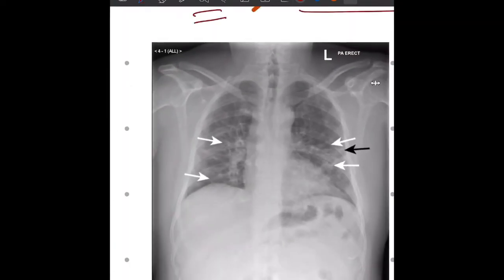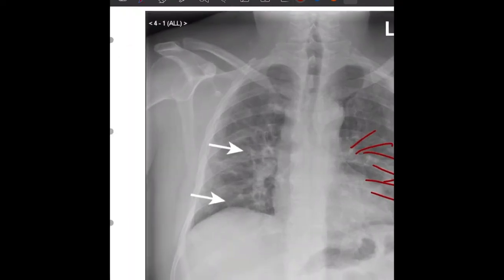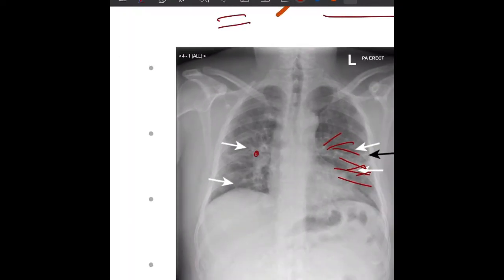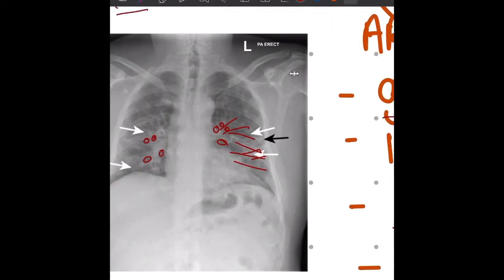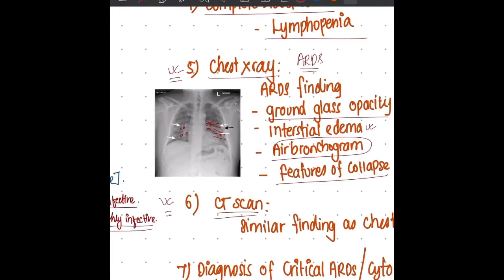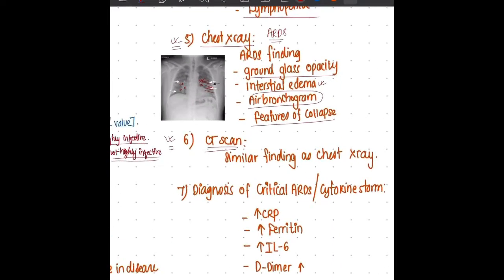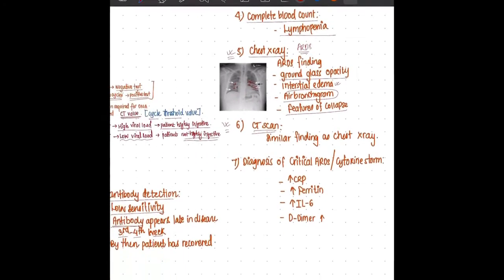You can see in this X-ray there is a dirty, hazy appearance of ground glass opacification. There is ground glass opacity, right? And at the same time you can see the presence of air bronchogram. So these are all air bronchograms, right? So ground glass opacity with air bronchogram with features of interstitial edema and finally features of lung collapse indicate ARDS. And the CT scan will also be similar to the findings in the chest X-ray, right?